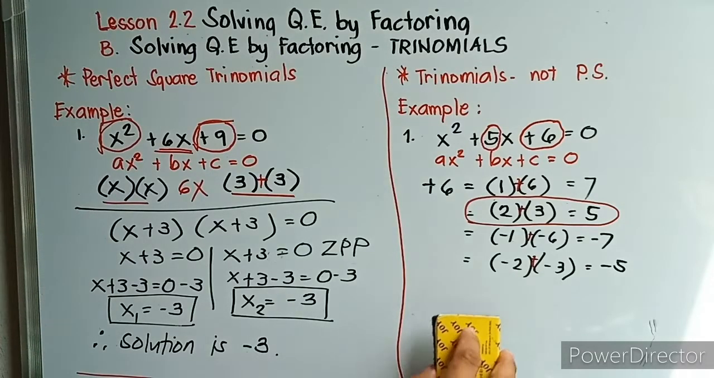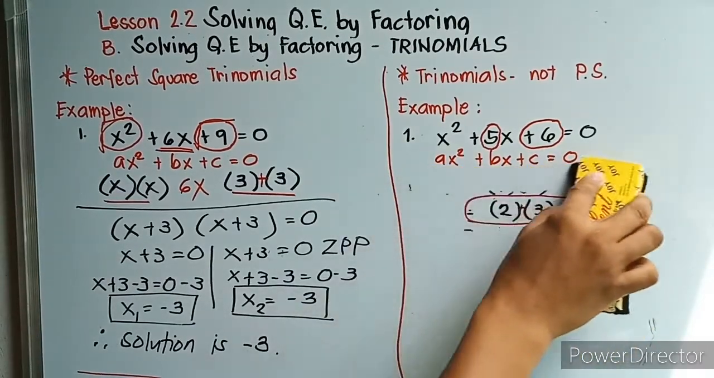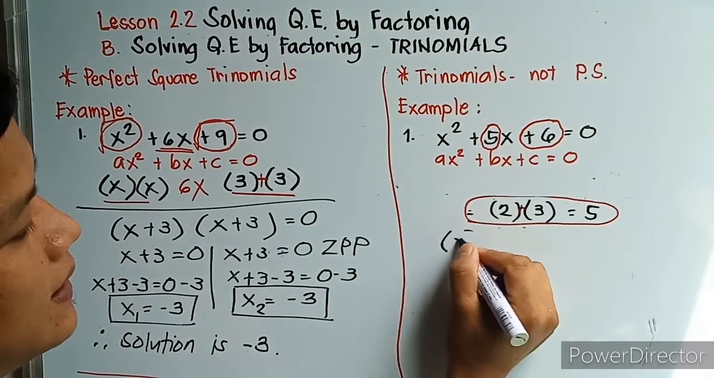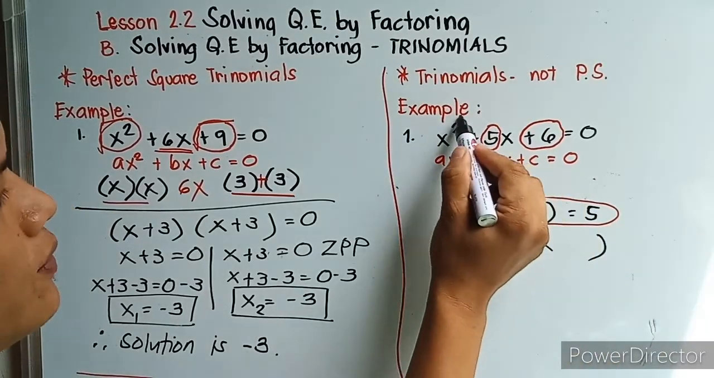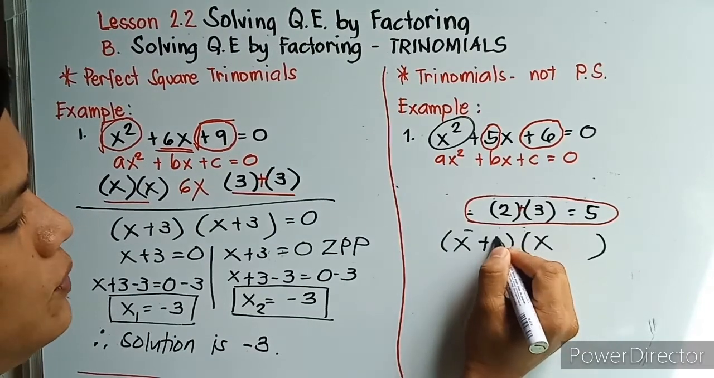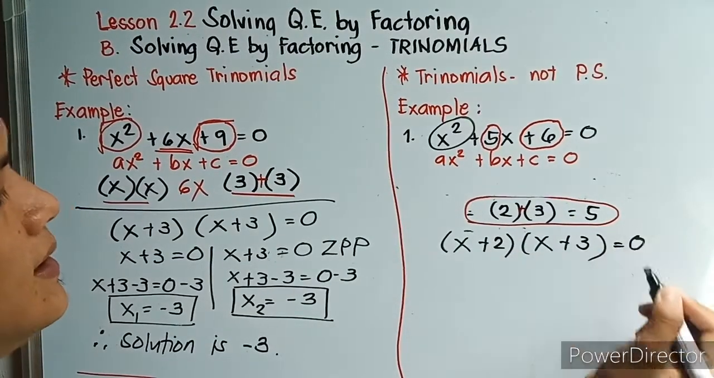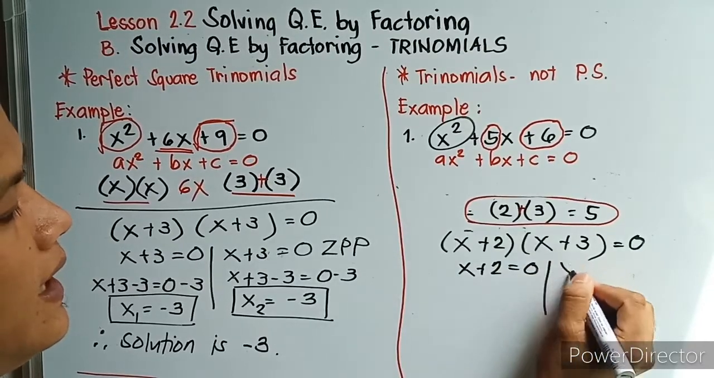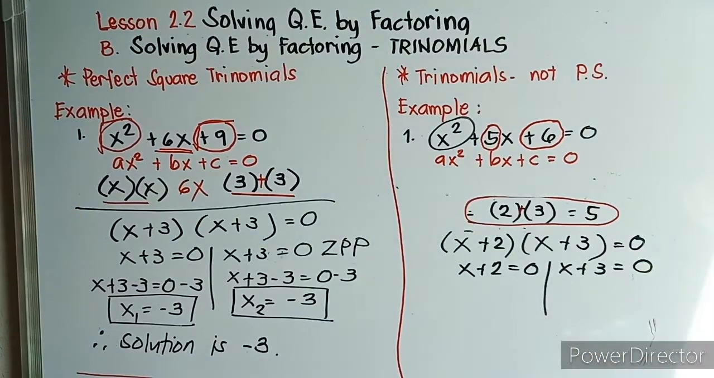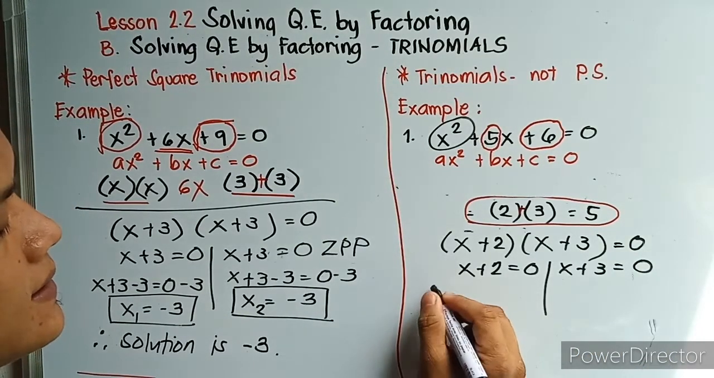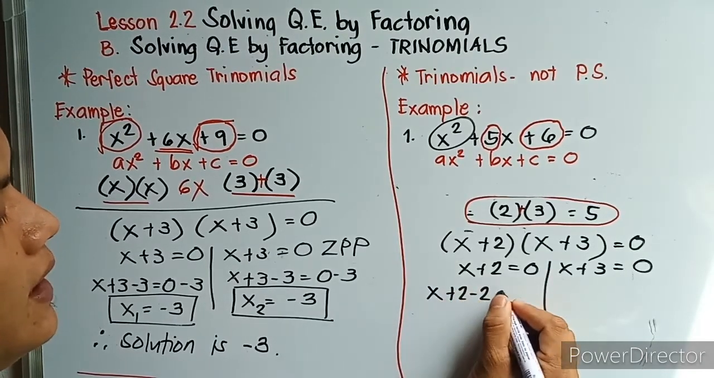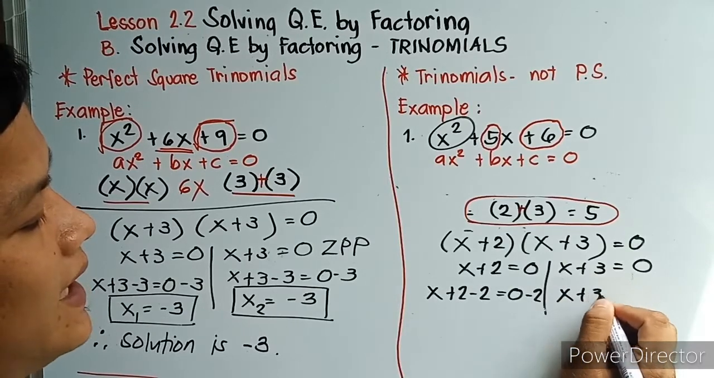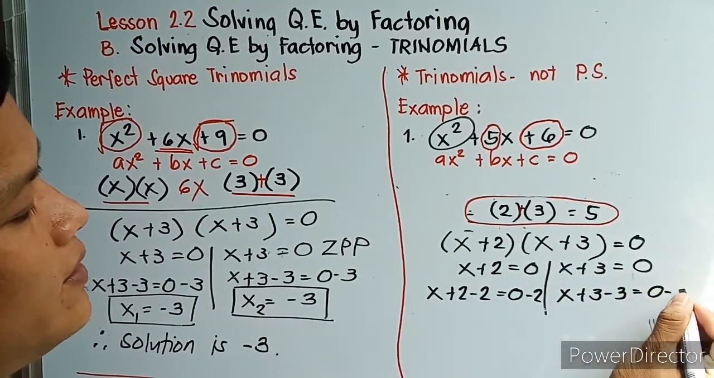So how are we going to write this using the factor form? Okay, since we have x squared, the factors are x plus 2, x plus 3 equals 0. Then applying the zero product property, we have x plus 2 equals 0, x plus 3 equals 0. Then the additive inverse: we have x plus 2 minus 2 equals 0 minus 2. That is positive, so the additive inverse is negative. Then x plus 3, additive inverse, negative 3 equals 0 minus 3.